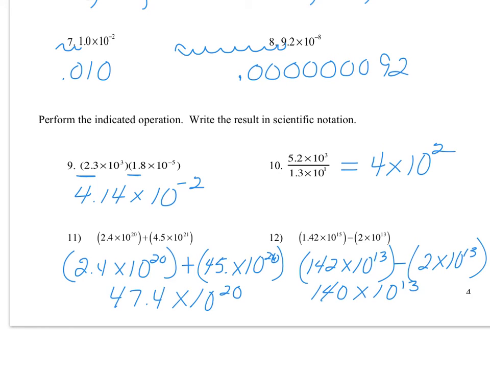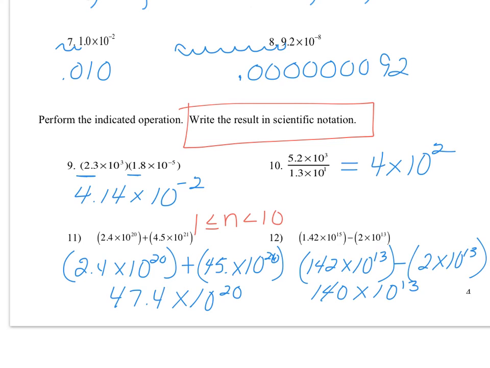But now I got to take a look at my answer. And I have to take a look at both answers for 11 and 12. Both answers have to be written according to the directions in scientific notation. Now number 9 is, number 10 is, but number 11 and number 12 are not. You may think they are, but they're not, because they don't fit the criteria of n having to be greater than or equal to 1 but less than 10.